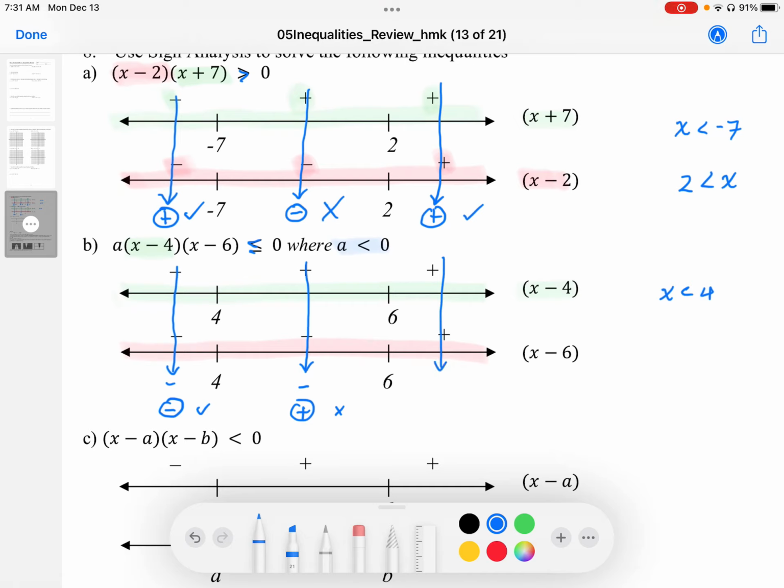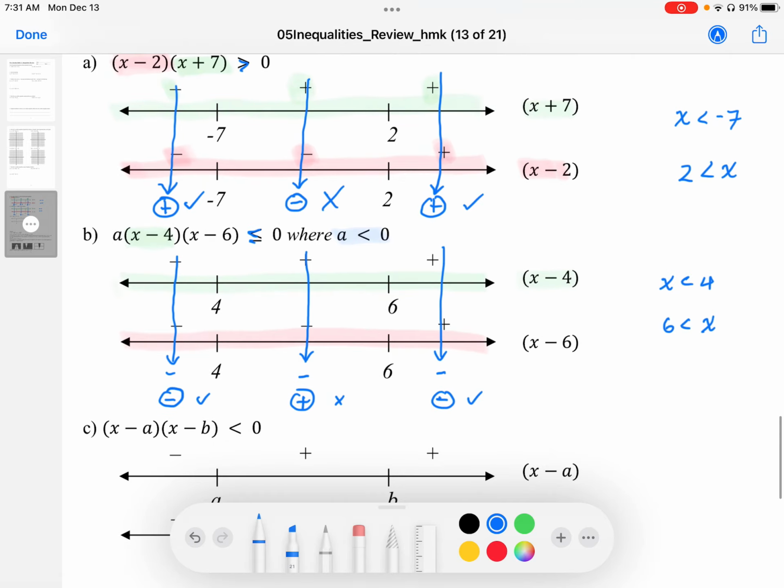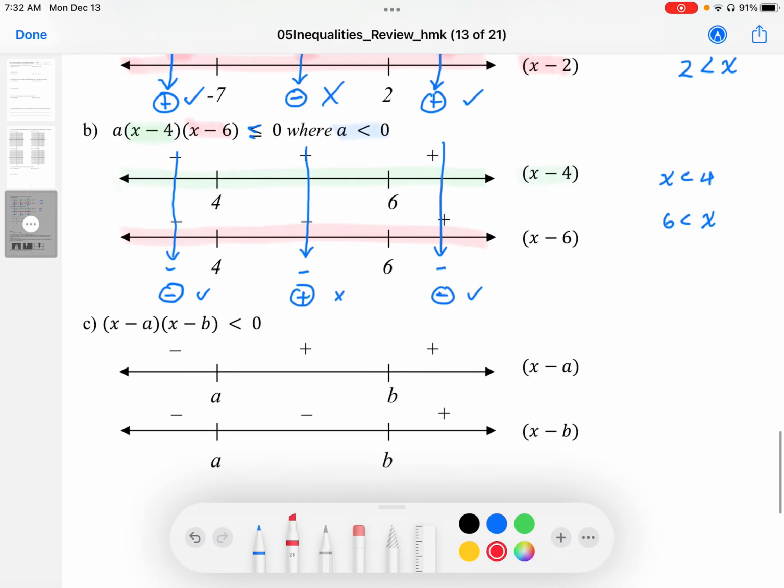Positive, positive, with that extra negative for the a is going to give me a negative. And again, that's less than 0. So that's going to be part of my solution set. So all the x's on the right side of positive 6 is going to be part of my solution. So this is basically how we do sign analysis. We just combine each individual factor and just look at the signs.